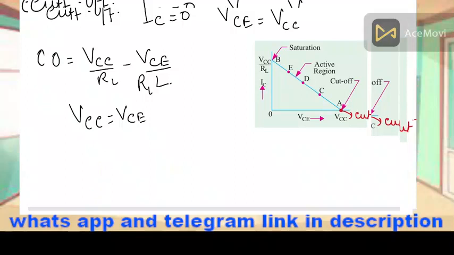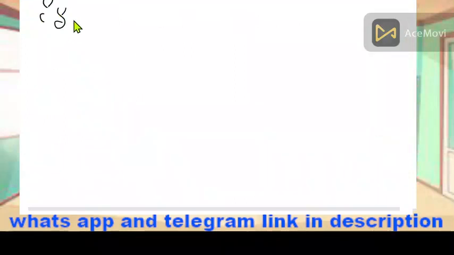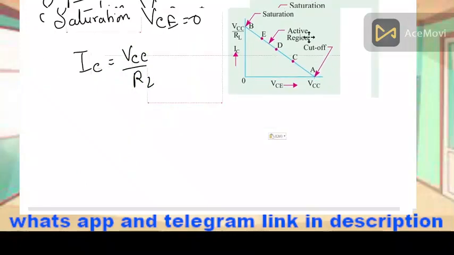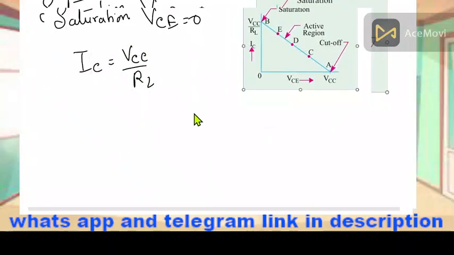Now let us come to the saturation point, and I explained to you in the last lecture what happens in saturation. At saturation VCE is 0, collector emitter voltage is 0. So from this equation IC equal to VCC by RL, this is the maximum current that will flow through the transistor. It is in the saturation state. This current is not going to increase, so it is saturated.